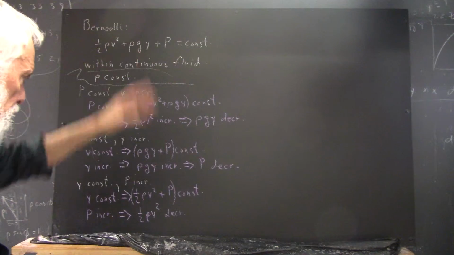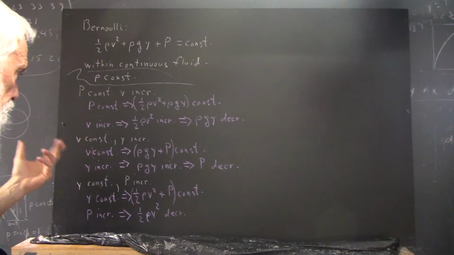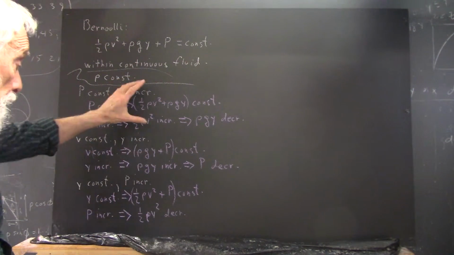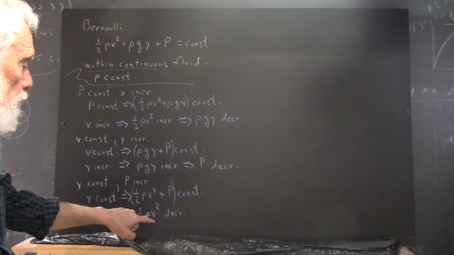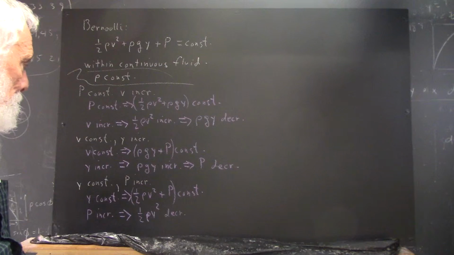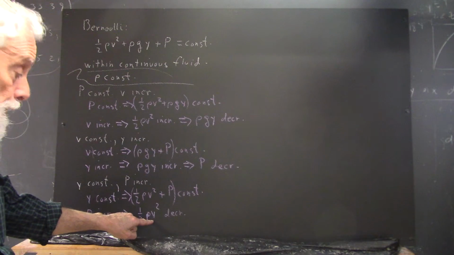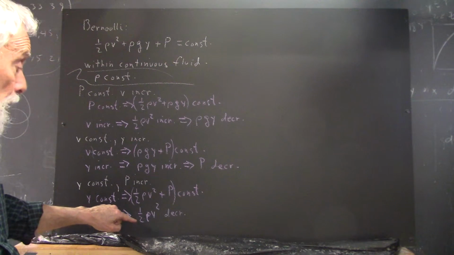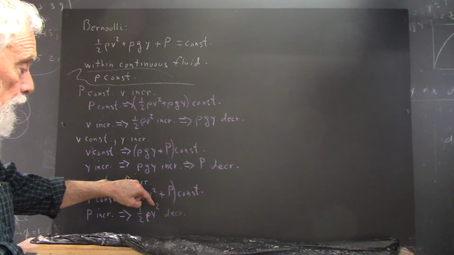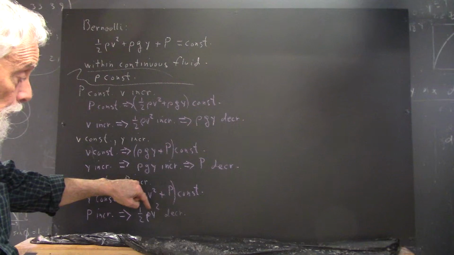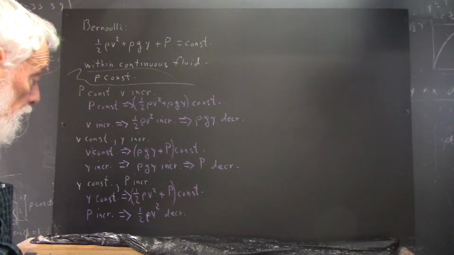Now I'll observe also that if 1/2 rho v squared increases, rho gy decreases. Okay. If 1/2 rho v squared decreases, that means that v has to decrease, because rho is a positive quantity. The only way 1/2 rho v squared then can decrease is if v squared decreases, and if v squared decreases, then v decreases.